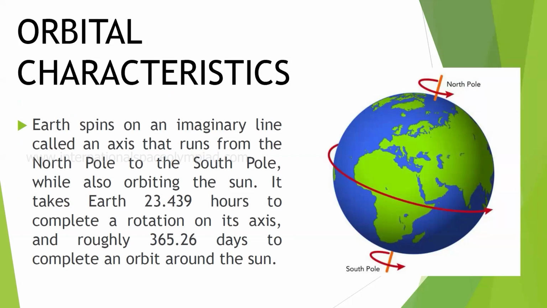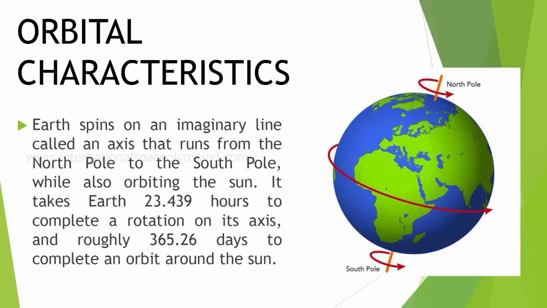Yesterday we studied about the rotational plane, right? We talked about the tilt of Earth. It is because of this tilt of Earth we do have different seasons. So Earth spins on an imaginary line called the axis that runs from the North Pole to the South Pole, while also orbiting the Sun.